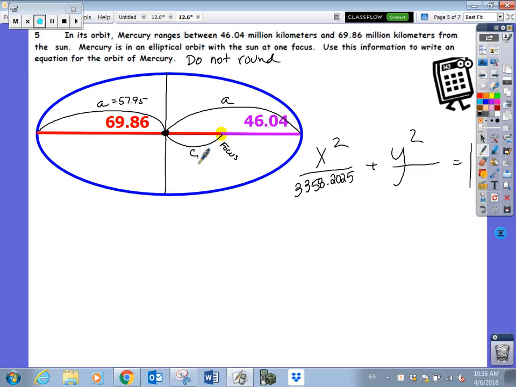So we know 57.95 minus 46.04 is going to leave us with our c value. This whole thing is 57.95. If we take away 46.04, that leaves us with c, which you should get 11.91.